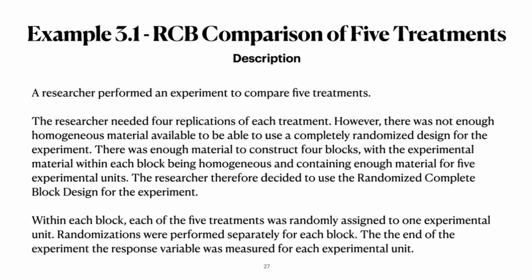There was enough material to construct 4 blocks, with the experimental material within each block being homogeneous and containing enough material for 5 experimental units. The researcher therefore decided to use the randomized complete block design for the experiment. Within each block, each of the 5 treatments was randomly assigned to 1 experimental unit. Randomizations were performed separately within each block. At the end of the experiment, the response variable was measured for each experimental unit.